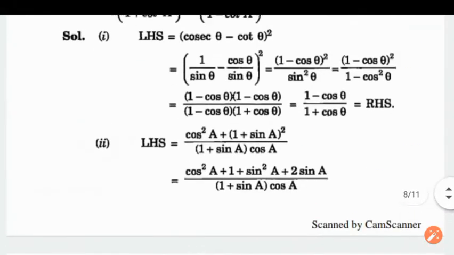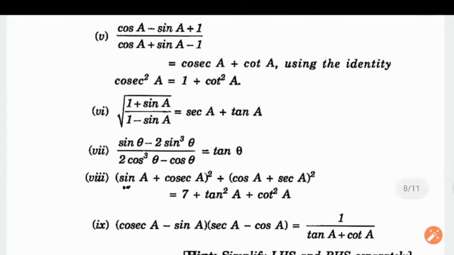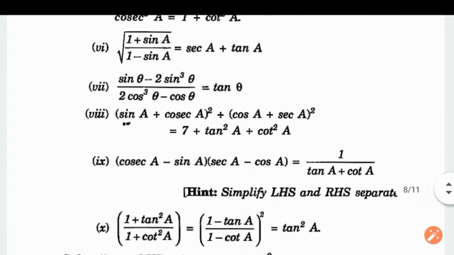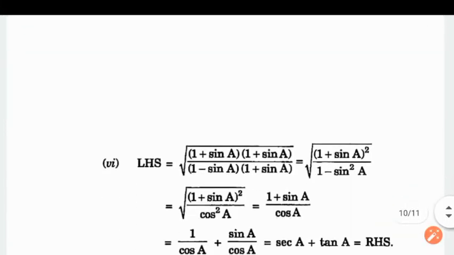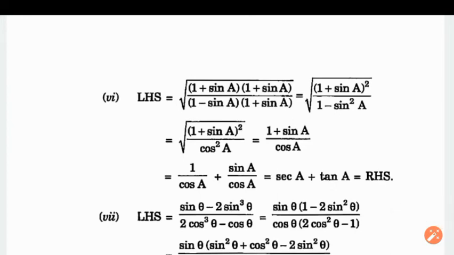Now number 6, see the proof. Here we have the question: root over 1 plus sin a by 1 minus sin a. So what will we do in this question? See the solution. We will rationalize the denominator. In the denominator we have 1 minus sin a by 1 plus sin a, right? So rationalizing the denominator means we will multiply numerator and denominator with 1 plus sin a. So 1 plus sin a into 1 plus sin a gives you 1 plus sin a whole square.